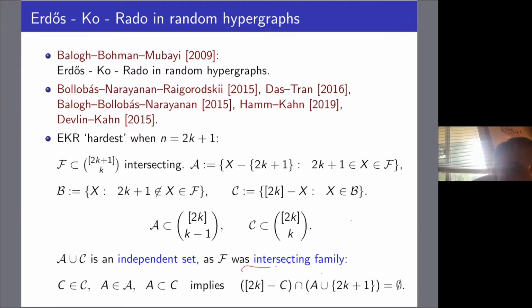So I try to look at how we get set C. It was obtained from complementing an element of B. So this 2k minus C is in B, and this is disjoint from A union 2k plus 1. So we get two sets in F which are disjoint, and it contradicts that F was an intersecting family. So this is a relation between intersecting families and independent sets.